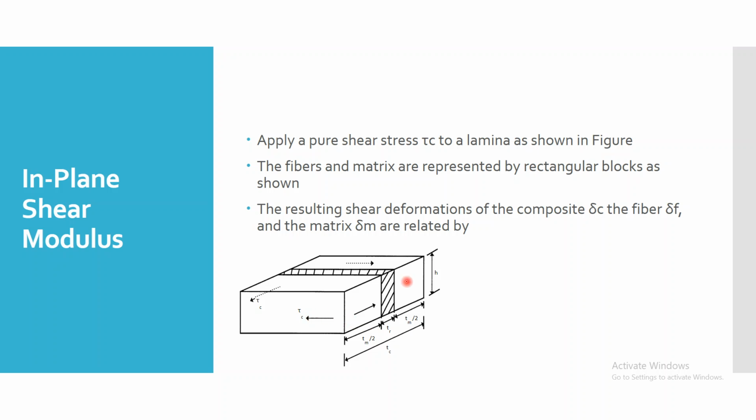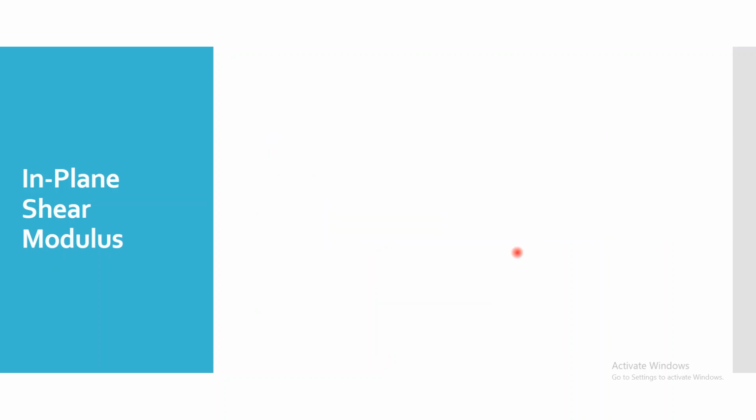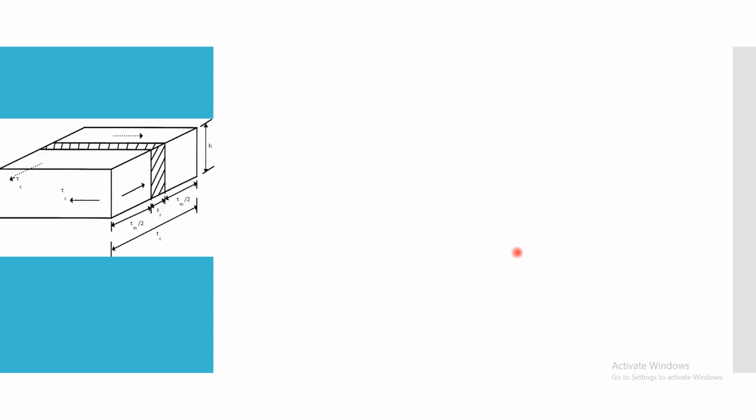Because of this, obviously you come across the shear deformations delta C, delta F and delta M. So what are these things? Let us look at the next relation. Here also, by using our basic superposition, the composite deflection is nothing but the matrix deflection plus the fiber deflection. Let us call this equation number 1.